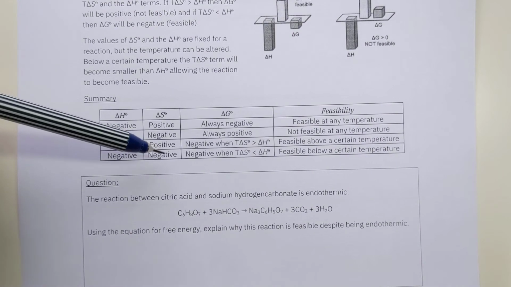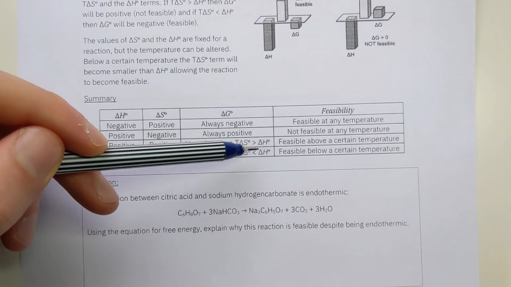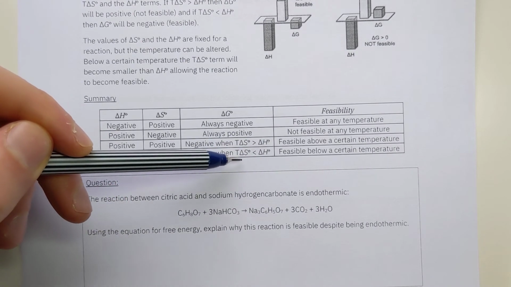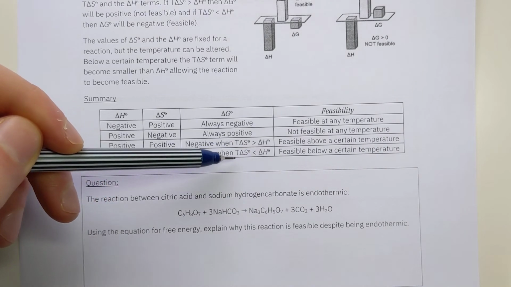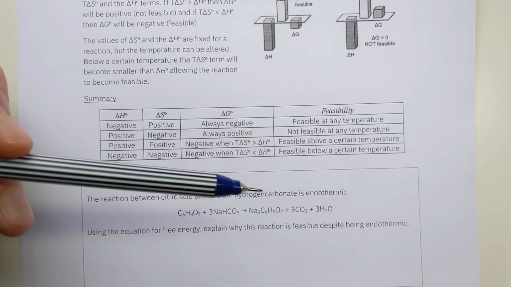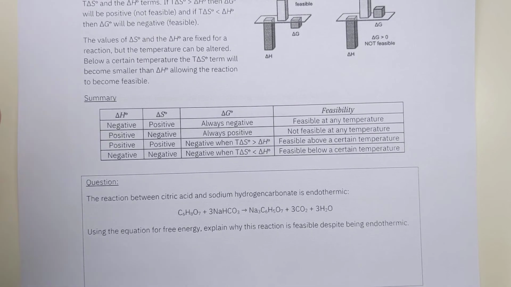If both terms are negative, then delta G will be negative when delta H is going to be bigger than T delta S. That's only going to be true when your T delta S is small enough, and it'll only be small enough when you're below a certain temperature. So it becomes feasible once you drop below a certain temperature. Again, it's confusing. You might need to look at that a few times. It's more logical thinking rather than learning off.